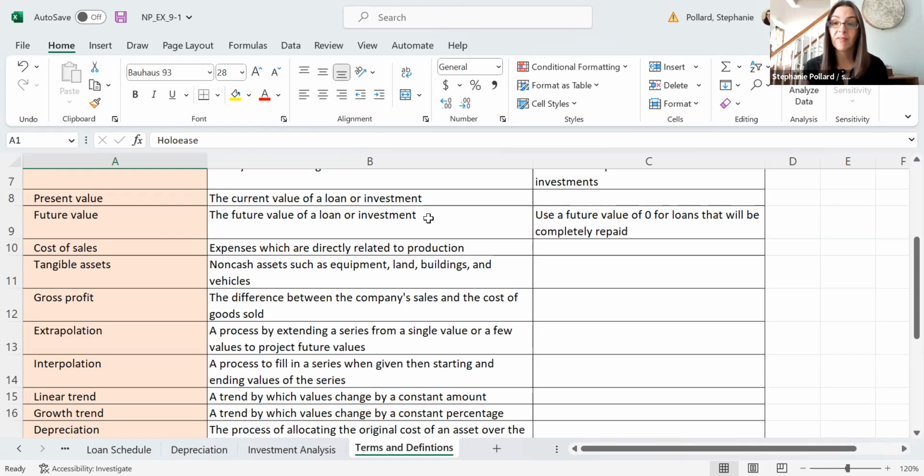On the other hand, if I'm investing, I would like my money to grow, right? So my present value may be $10,000, but maybe my future value would be 15,000 or something different. So again, it will depend on the situation.